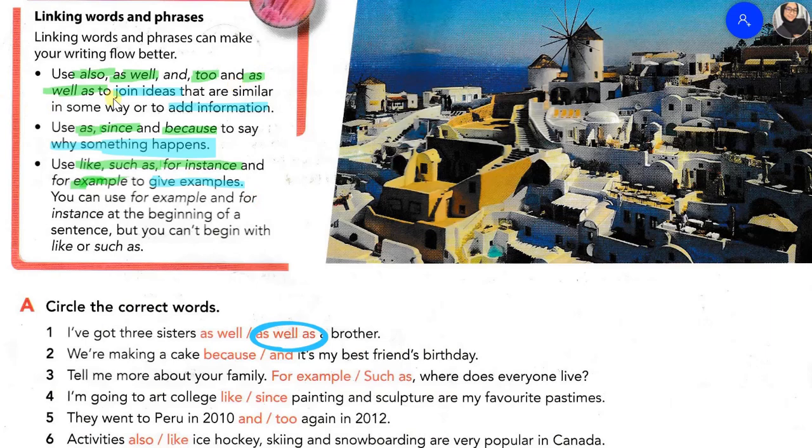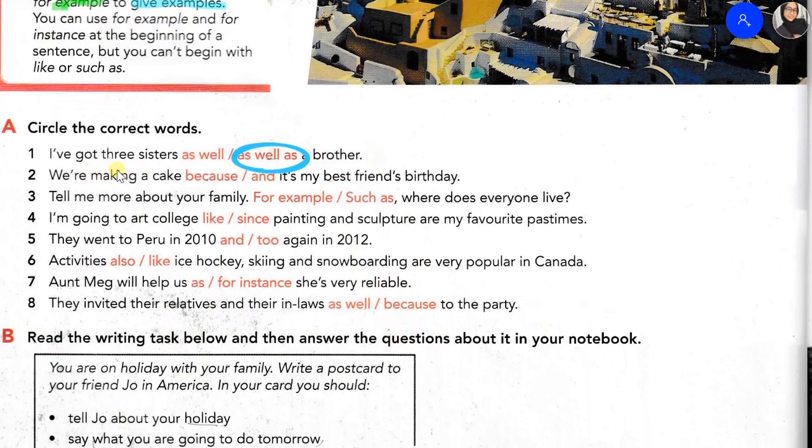Remember, we use as well as to join ideas or to add information, just like the first sentence here. I've got 3 sisters, and you want to add another information, as well as a brother. That is the additional information, a brother.